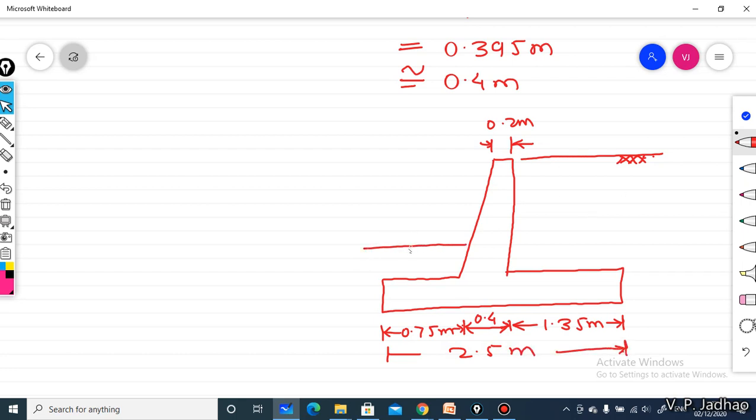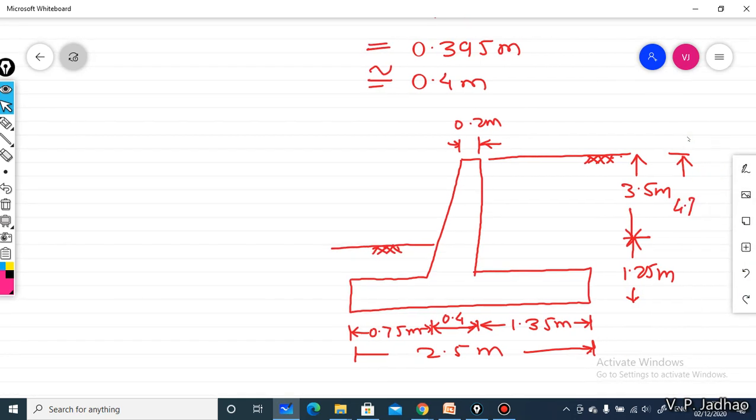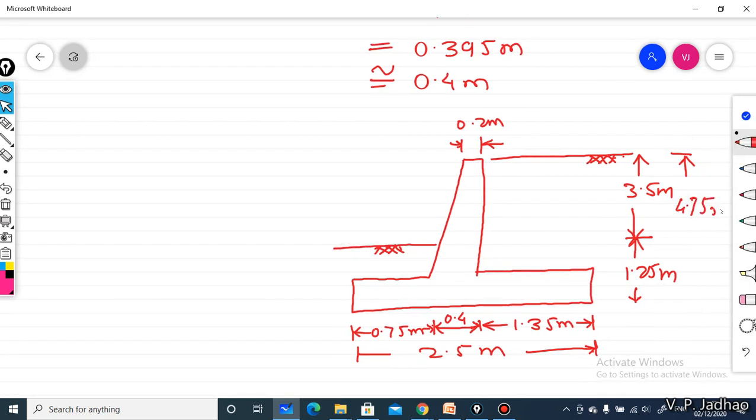Then we have ground level here. This depth is 3.5 meter, and this depth is 1.25 meter. And the total height of the retaining wall is 4.75 meter.